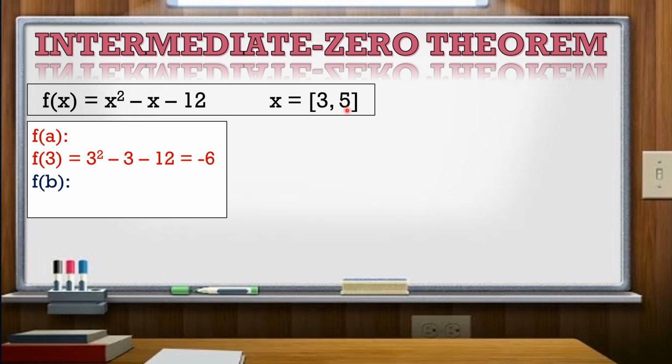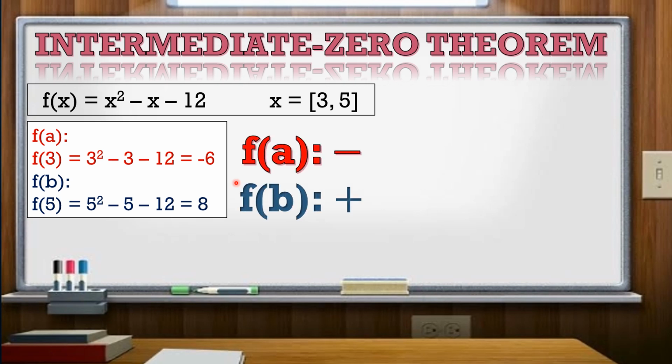So, f of 5 equals, substitute lang, that is 8. 8 is positive, okay? So, balikan natin, f of a natin is negative, then f of b natin is positive. So, that means, merong 0 na nasa gitna ng ating interval 3, 5. Okay? So, there is an existence of 0 in between of your interval. Para makuha yon, f of c is equal to 0.